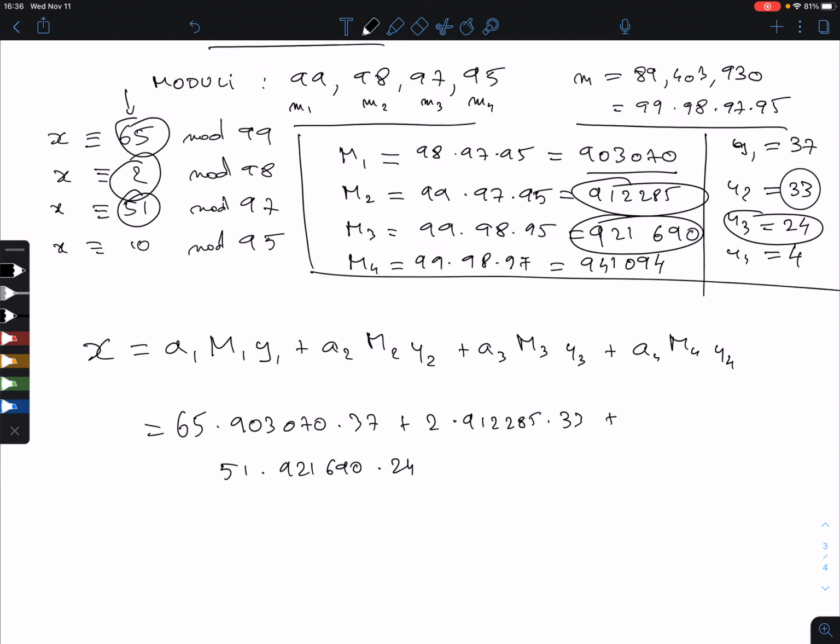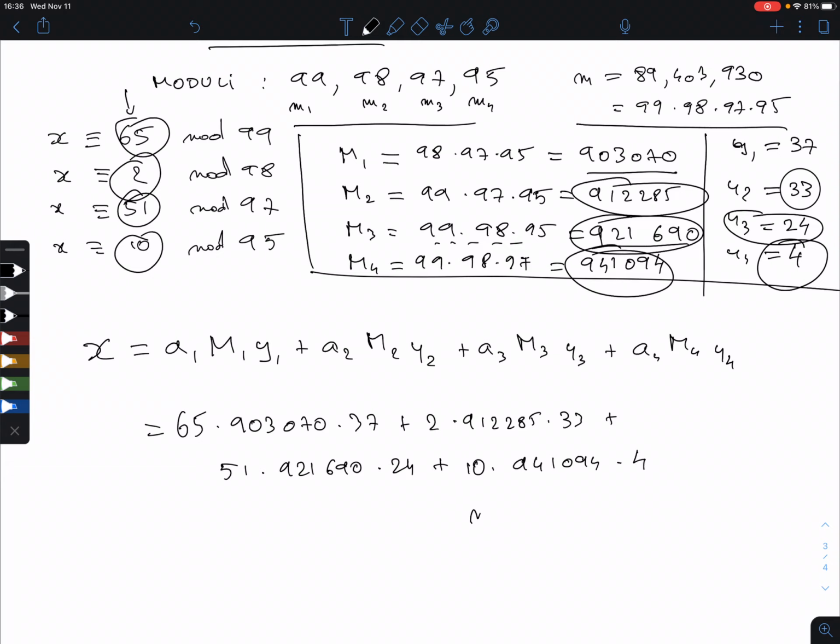I could, of course, have worked out the product, but I could have still written these numbers. I'm writing down only 2-digit numbers, but eventually I'm going to have to calculate the actual number, so there's no point in postponing it anymore. And then finally, that is 10 times this number, 941094, times this number, times 4.